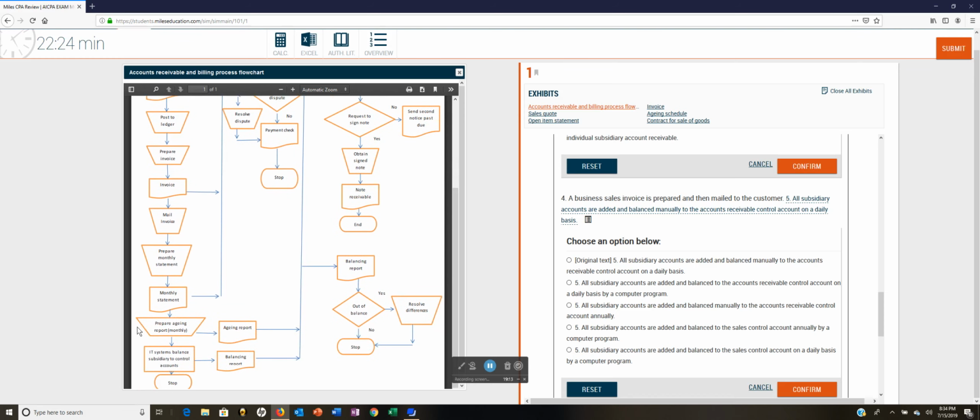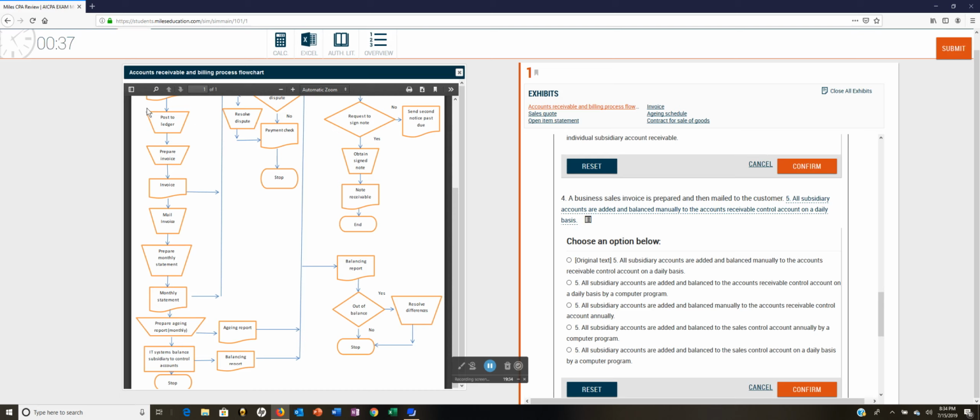They prepare a monthly statement. They prepare the aging report. Oh, and by the way, forgive me, I said a moment ago that the credit department produces the aging report. That's not correct. It is accounts receivable. It's the credit department that will approve write-offs in most cases, well, in almost all cases.